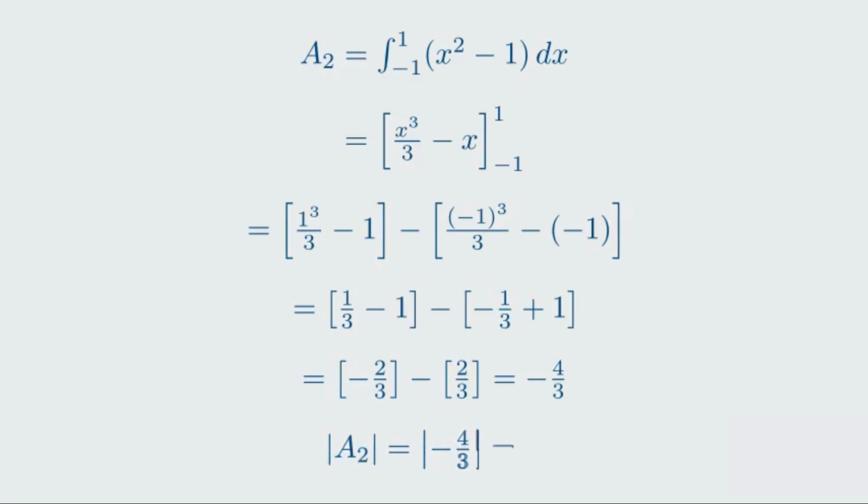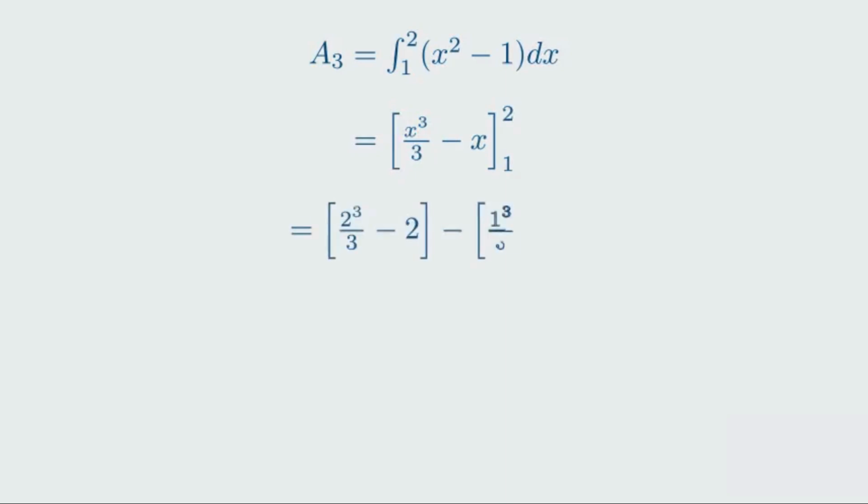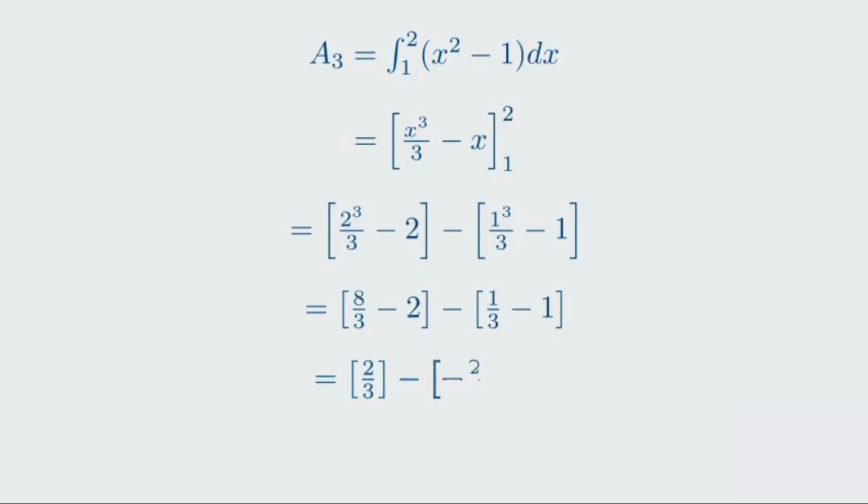This step is critical. Finally, we'll calculate the area of the third region, A3, from x equals 1 to x equals 2. We set up the integral for this interval. We evaluate our antiderivative at the bounds 2 and 1. This gives us 8/3 minus 2, minus the quantity 1/3 minus 1. This simplifies to 2/3 minus -2/3, which equals 4/3. Notice that this area is positive, as it should be. So, the area of our third region, A3, is also 4/3.